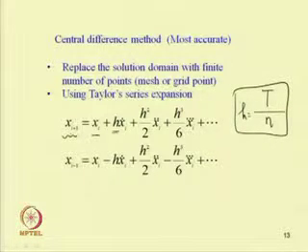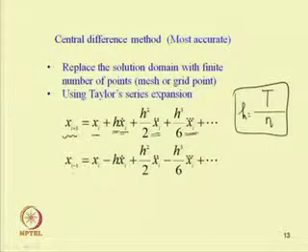So, here x(i+1) will be equal to x_i plus h x_i dot. This is the velocity term in the ith iteration. Then h squared by 2 x_i double dot, this is the acceleration term, plus h cubed by 6 x_i triple dot, and the higher order terms. So, one can take up to the second order term or one can keep up to the third order terms to find this x(i+1).